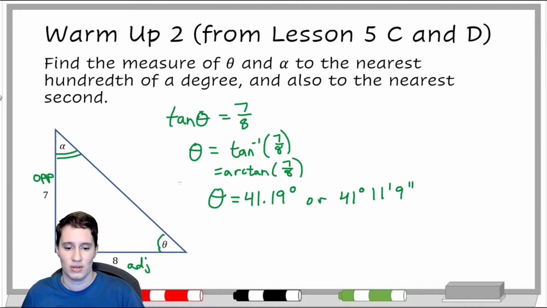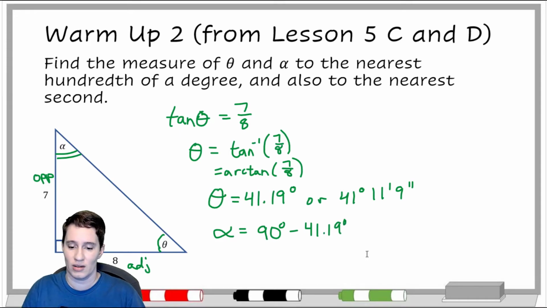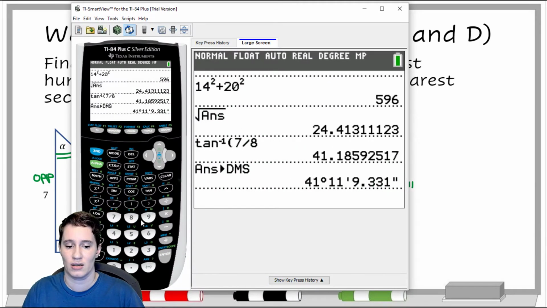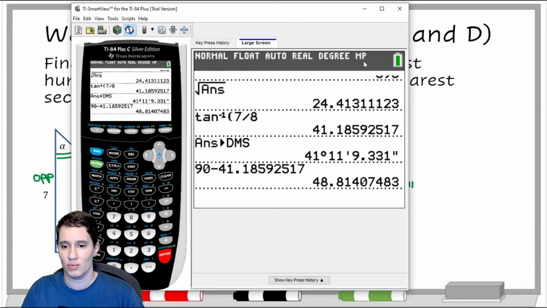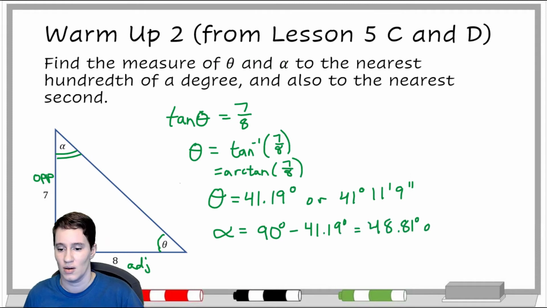Whichever way you want to do it, but I think it's definitely easier to just do 90 degrees minus 41.19. Or it would be even more accurate for us to go back on our calculator and do 90 minus this number right here and press enter. This is 48.81 degrees.